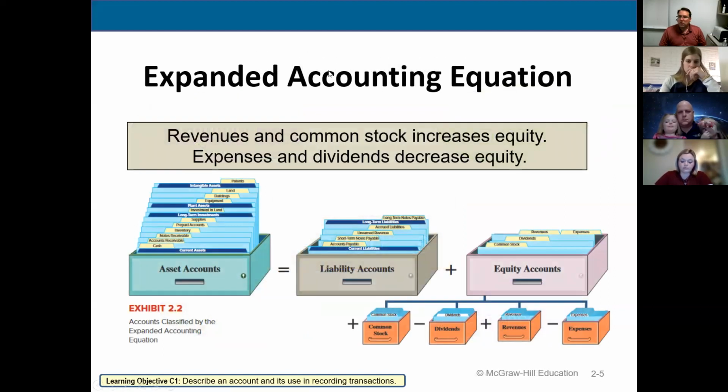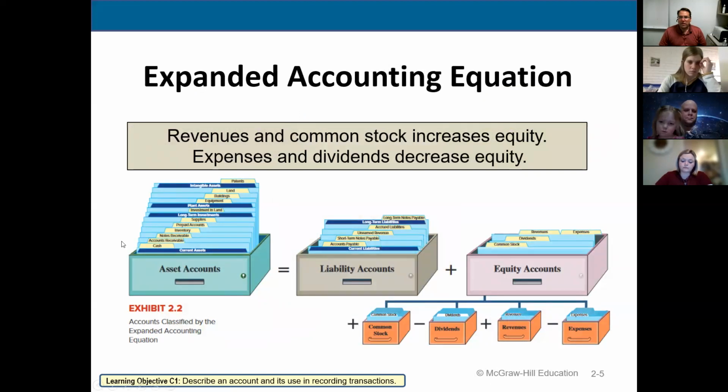So what we need to know is that assets always equal our liabilities plus our equity. This is called the fundamental accounting equation. Assets equal liabilities plus equity. That's a basic rule of accounting.